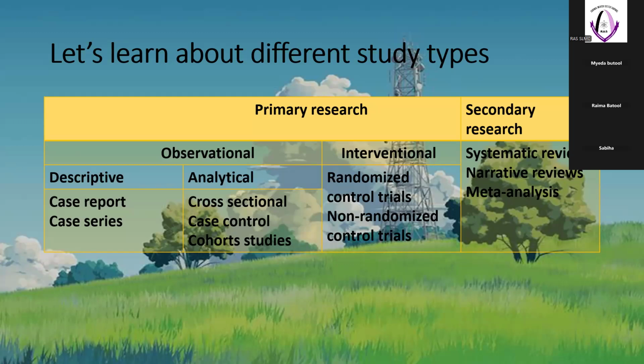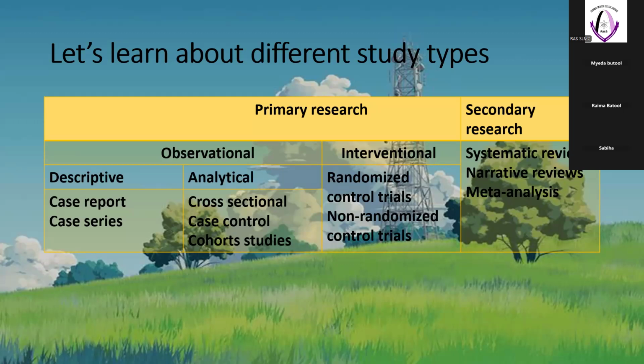And then there are cohort studies. Now, cohort studies are the ones in which you start with the exposure. And cohort studies are the best at identifying the relationship, the causation, of an exposure and an outcome. So in a cohort study, you start with an exposure.